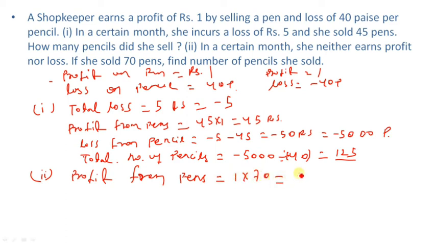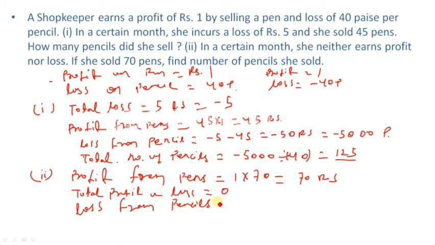Now, in that month, total profit or loss is what? Neither profit nor loss means 0. It means the total is 0. Now we need to calculate the number of pencils. To find the number of pencils, we have to find the total loss from pencils. What is the total we have? Total we have is 0. 0 minus 70 is minus 70 rupees.